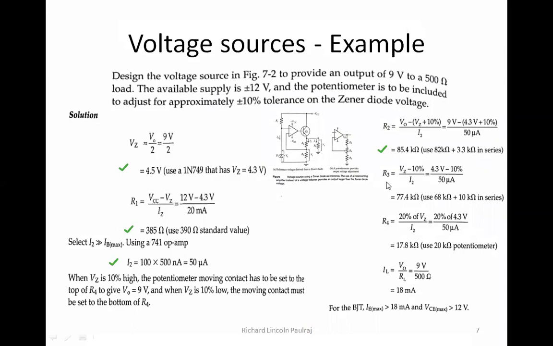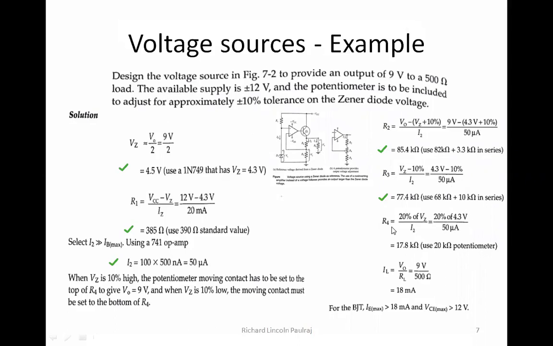So now I will calculate R3. R3 is equal to VZ minus 10%. So here I've taken plus 10 and here minus 10, divided by I2. So similarly, 4.3 minus 10%. This is going to be 4.3 minus 0.43 divided by 50 micro. So we should be getting approximately 77.4. If we do not want to use just 68, of course, there's a lot of difference here. So we can use another 10K in series.